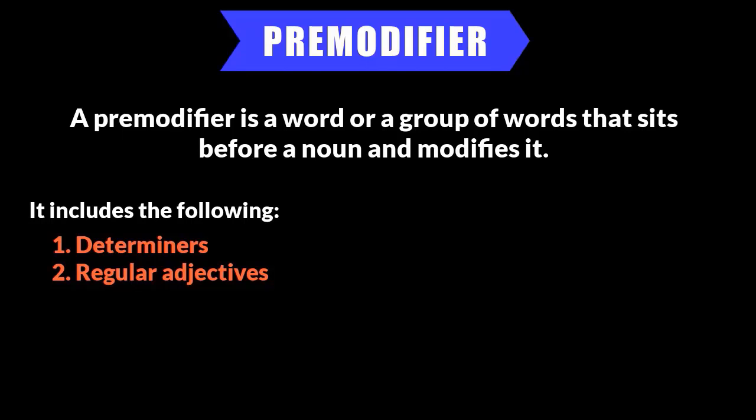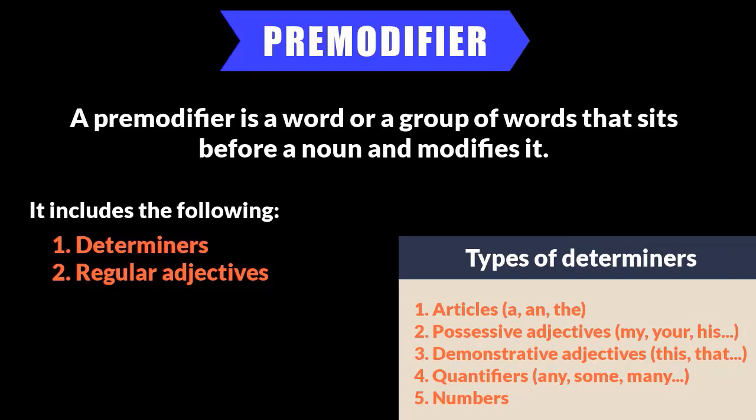Under determiners, we have the following things. We have quantifiers, we have articles that include both definite and indefinite articles. Then we have demonstrative adjectives. Then we have possessive adjectives, right? All these things are determiners. And then you have adjectives. Adjectives can also come before a noun and modify. So when you have a pre-modifier, it's either going to be a determiner or an adjective, or it can also be a combination of both. You can have both a determiner and adjective as well.